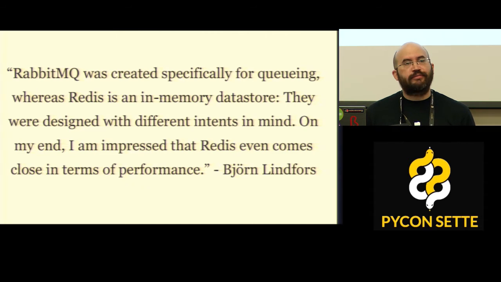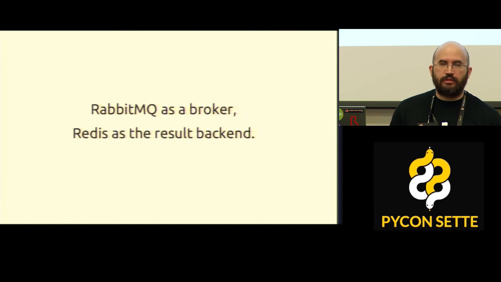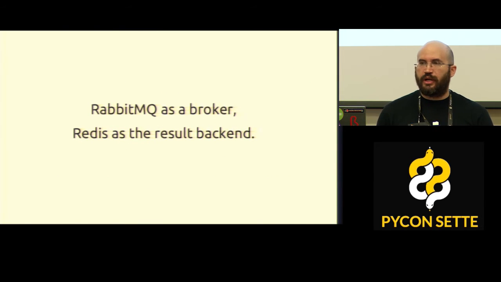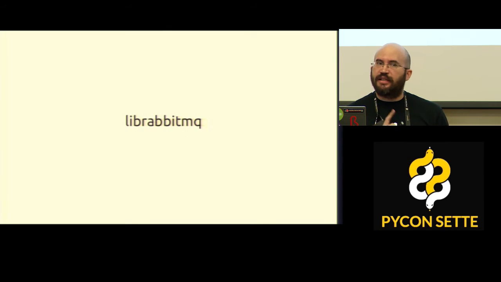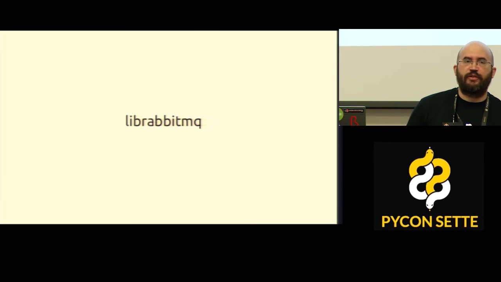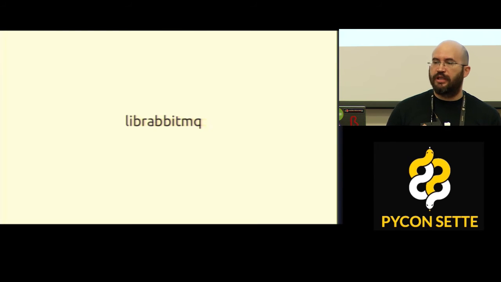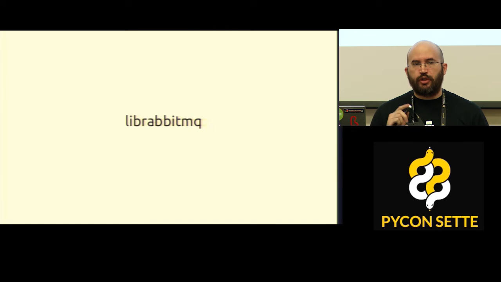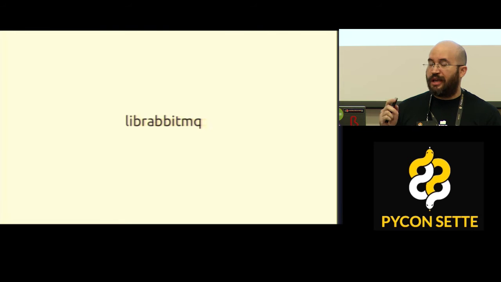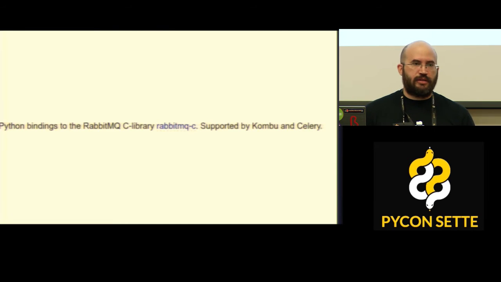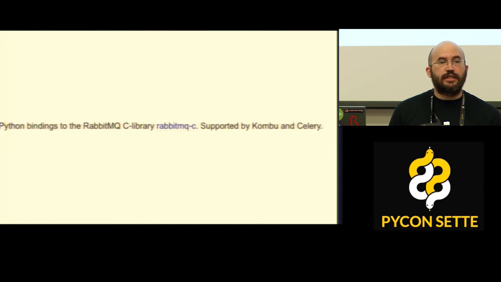So lesson learned, use Rabbit as a message broker, Redis as a result backend, not the other way around. And this is a little gem I found a few times afterwards. There's a library to talk to Rabbit from Python, optimized. It's a C library. Use this. You just do a pip install librabbitmq, and Celery will work even faster to route messages to Rabbit.